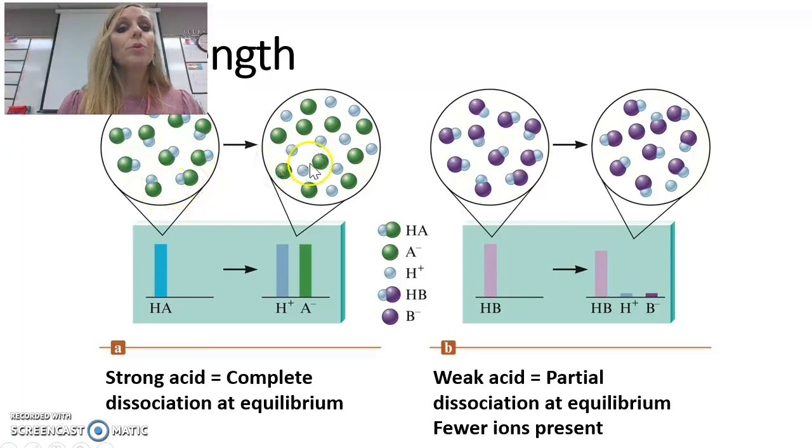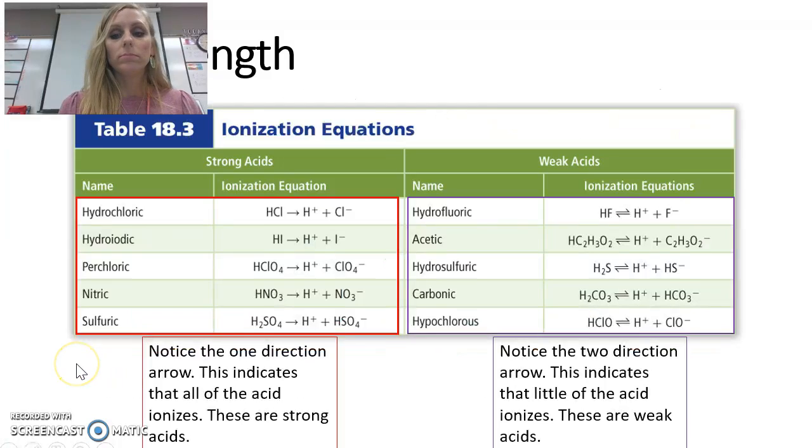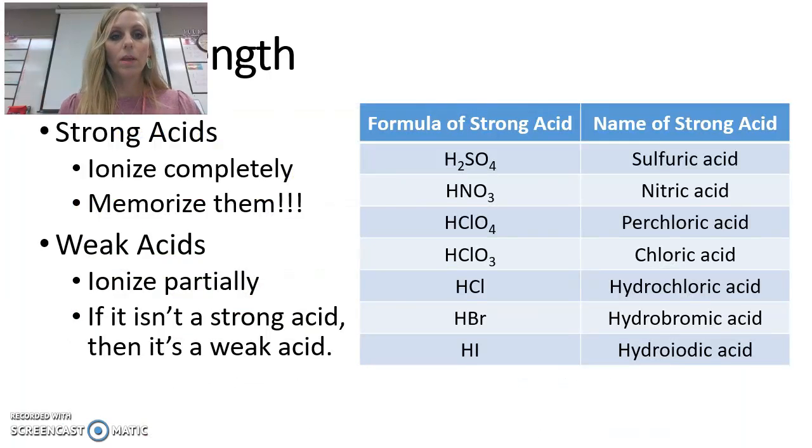This is showing complete ionization of the hydrogen from its anion. This is showing you only the partial dissociation or partial ionization of the hydrogen and its anion. So I would sketch that. But this is getting into what you don't need to know. We're not getting into equilibrium.